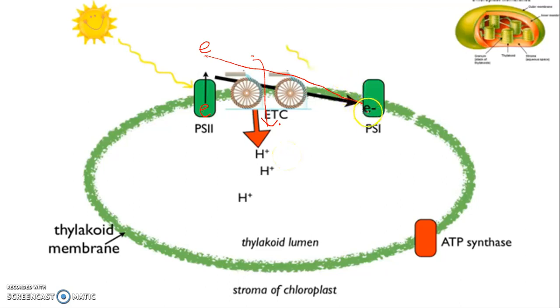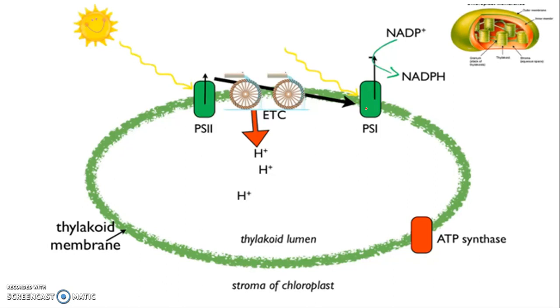This electron, which is now at a normal state in photosystem 1, again has light shining on it, and it goes again to the excited state. This electron helps in the reduction of NADP to NADPH.